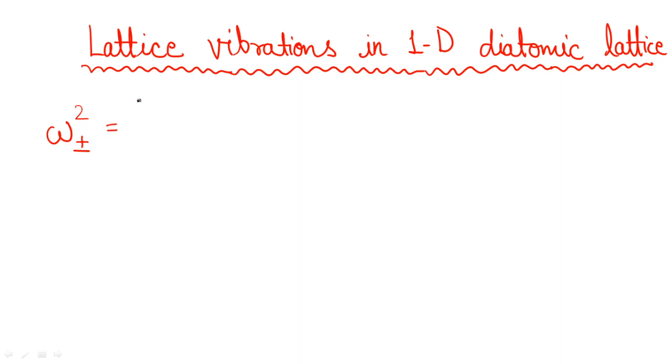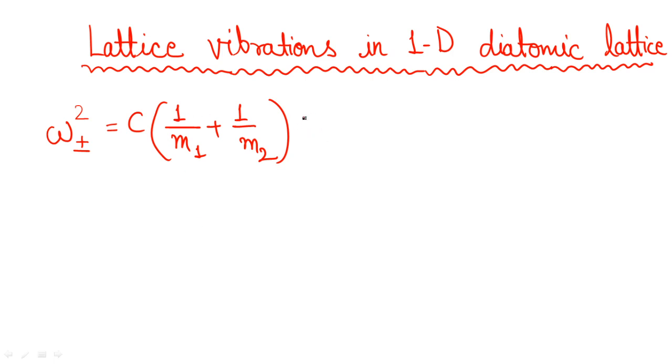So omega plus minus square is going to be C into 1 upon m1 plus 1 upon m2. Now since it is a diatomic lattice, there will be two atoms, and you can have different masses for the atoms. But any time they put any conditions on the masses of the atoms, you will make the changes accordingly. Once you know the main formula, you can put any conditions and make the changes in the formula if it is mentioned in the question.